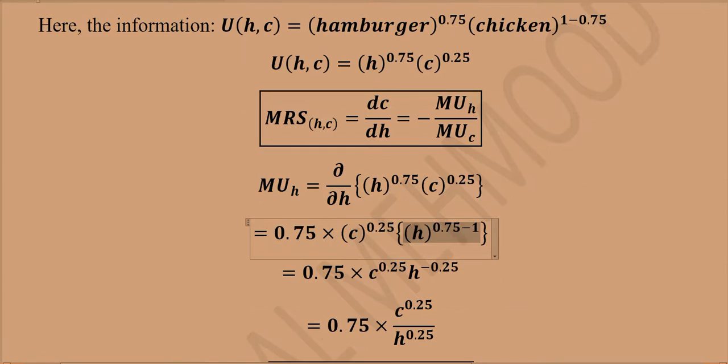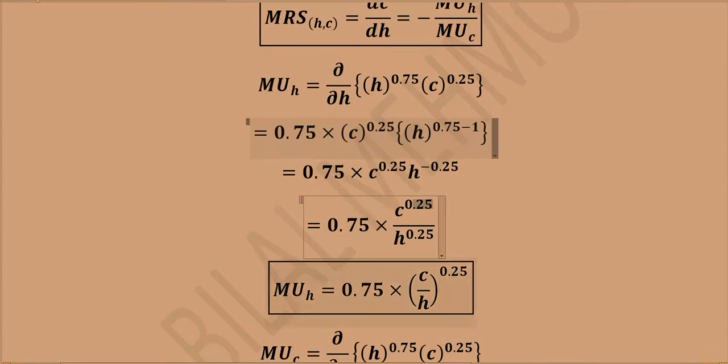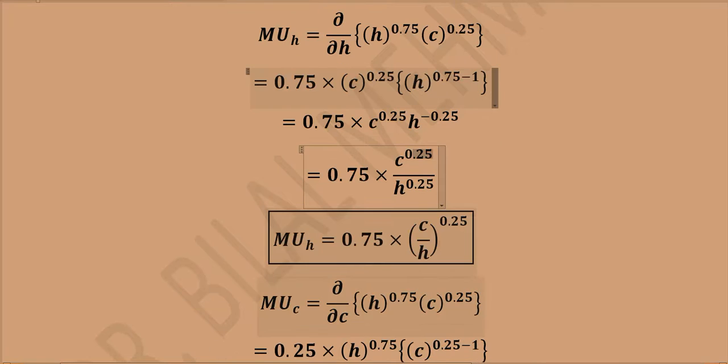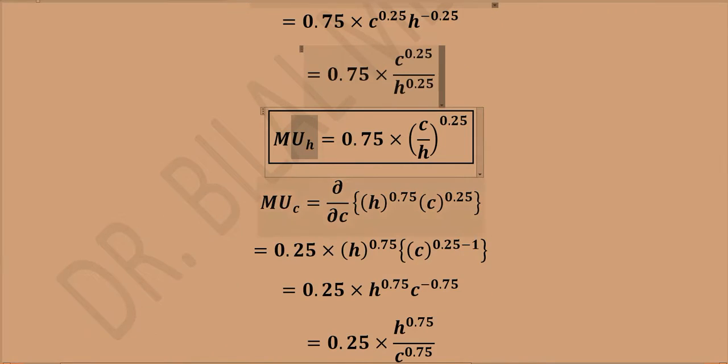Now you can see simple calculation of it. I have reorganized it by placing h in the denominator because its power will become adjacent to the power of c, and then we can write them collectively, making it a more consolidated response of marginal utility with respect to hamburgers.